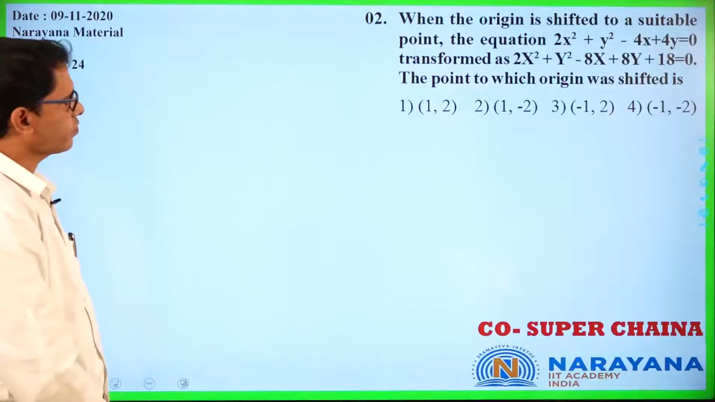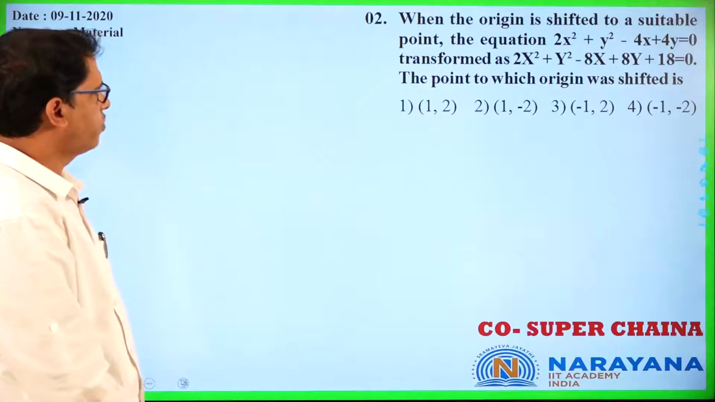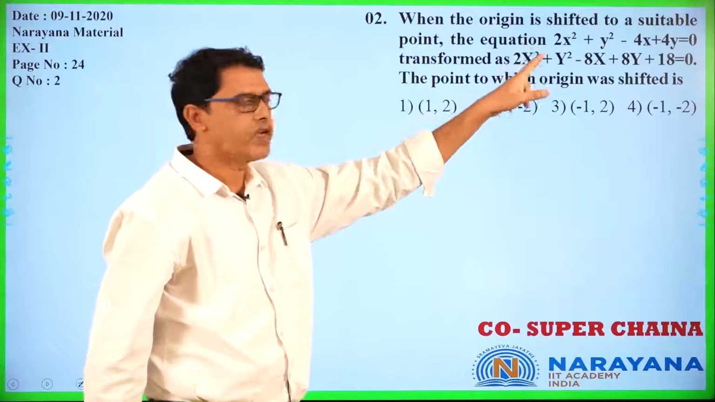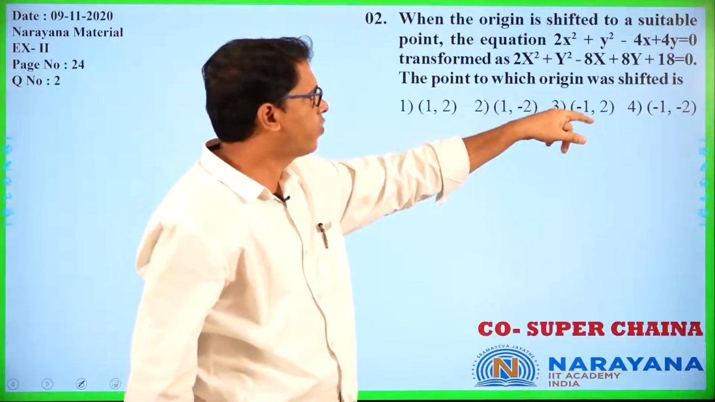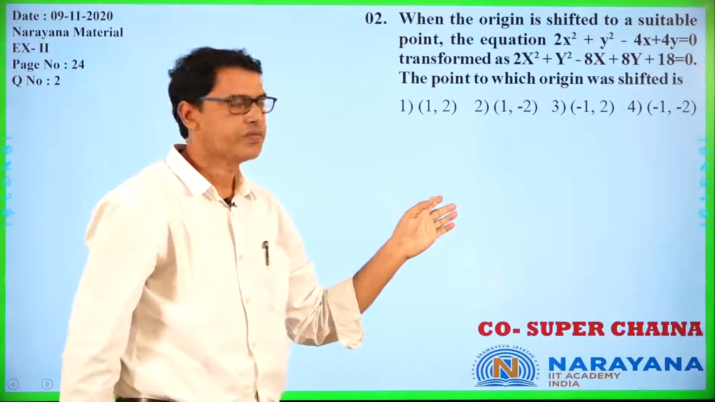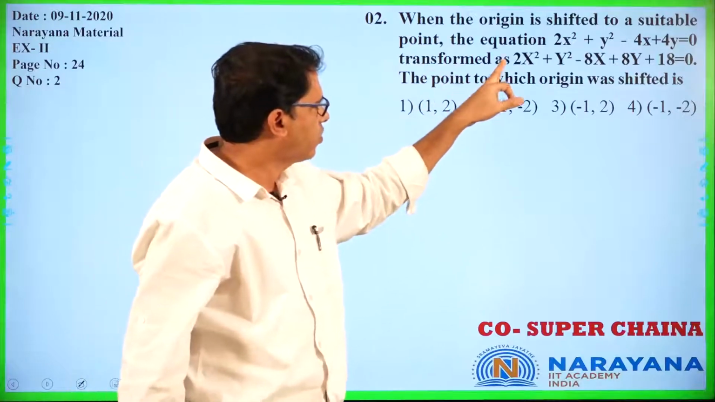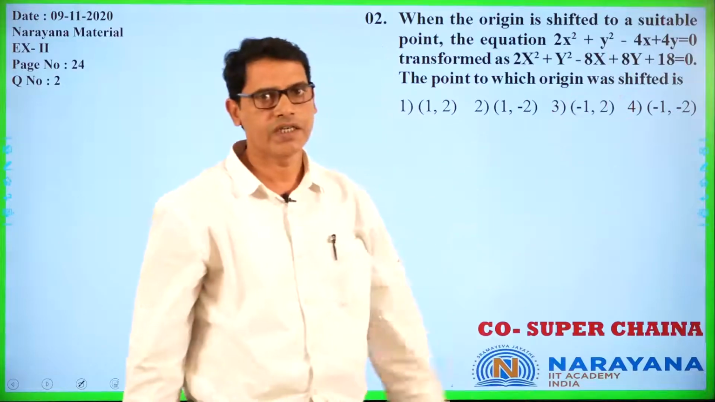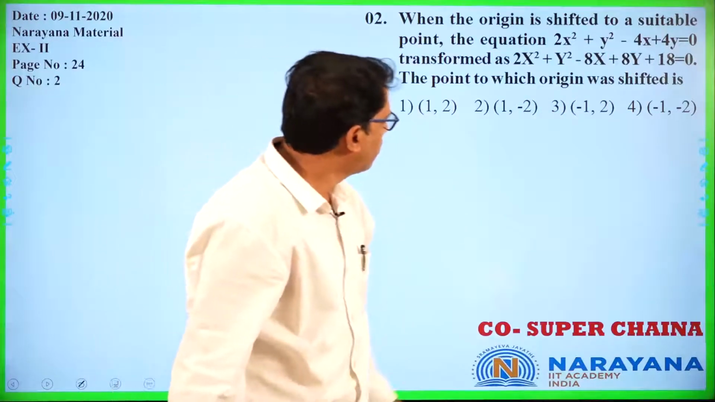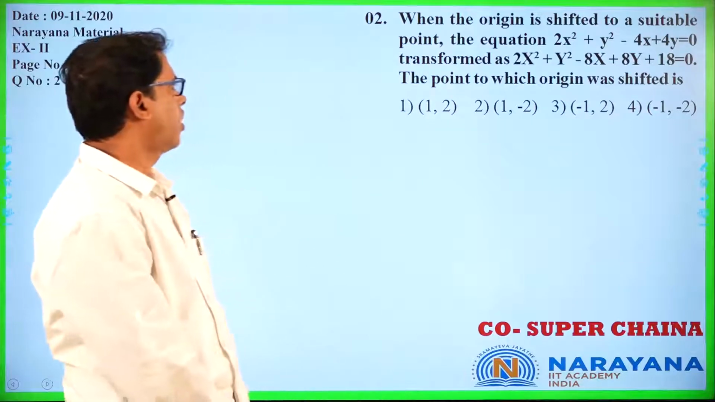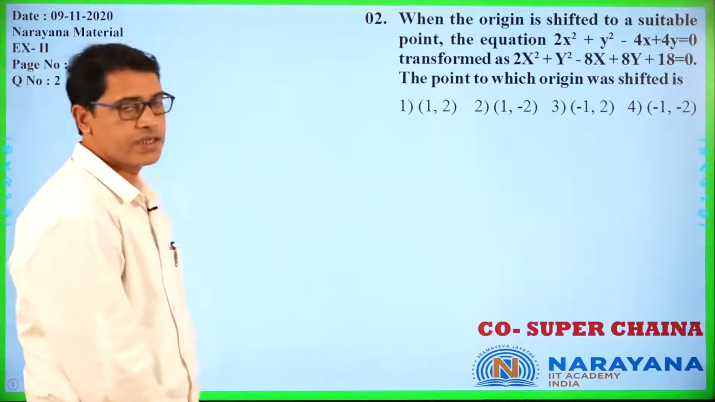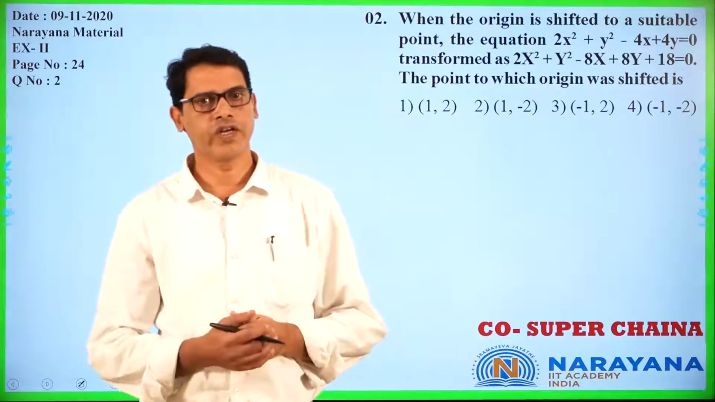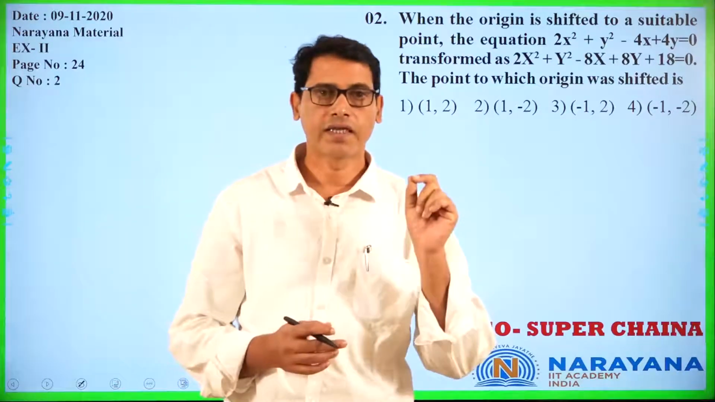When the origin is shifted to a suitable point, the equation 2x² + y² − 4x + 4y = 0 is transformed into 2x² + y² − 8x + 8y + 18 = 0. Then find the point to which the origin was shifted. Again, the original equation is given and the transformed equation is given.